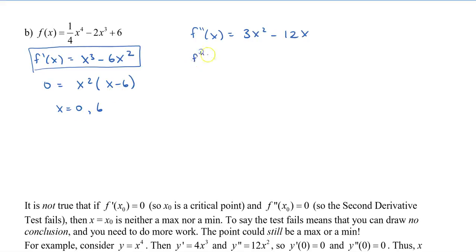And now we're going to plug in these two values. So f double prime of 0. When I plug this in, I get 0. So this is actually inconclusive, remember? It doesn't mean that we don't know what's happening. We just don't, the test fails. So therefore, for this one, I need to use the first derivative test.